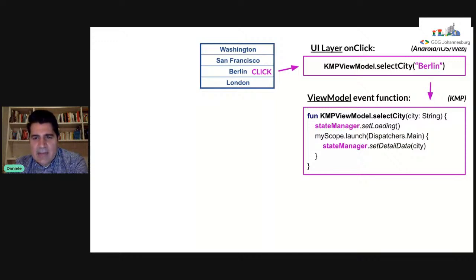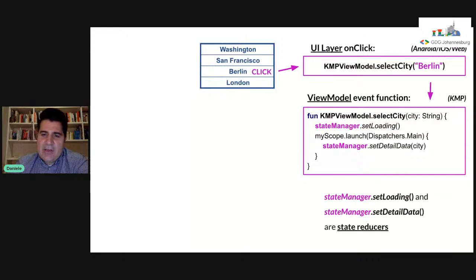Looking inside this function, you see that you actually have two state reducers. So what are state reducers? We already introduced them: state reducers are what is able to create a new state. We can see that in this select city we have two state reducers, which means that the state of the app is going to change two times. And each state change triggers a change in the UI as well.